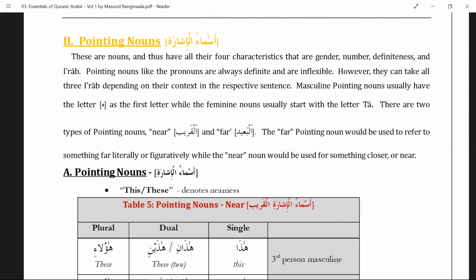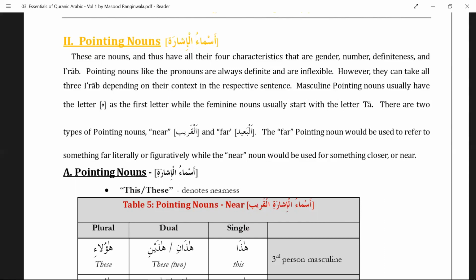Rafa, nasb, jar. Plural, again rafa, nasb, jar. Muslimatun, Muslimatin, Muslimatin. So here the feminine plural is different. Okay, so this chart you need to memorize very well. This will be your base for understanding nouns, whether they are single, dual or plural, and understanding the i'rab, whether they are rafa, nasb or jar.